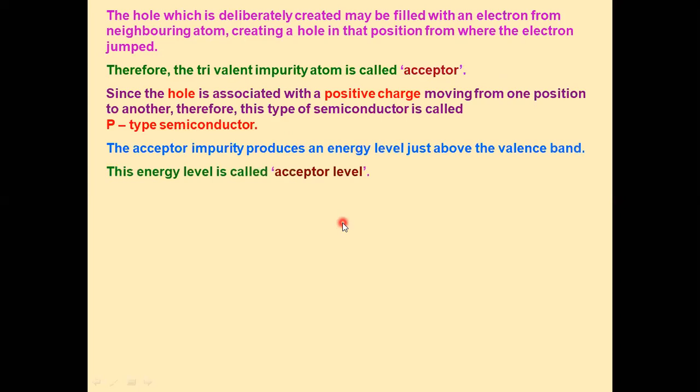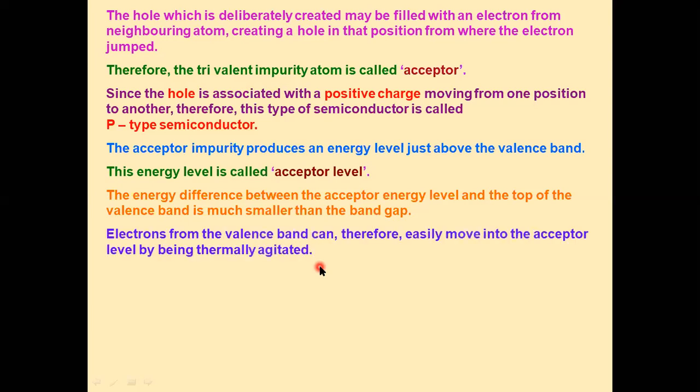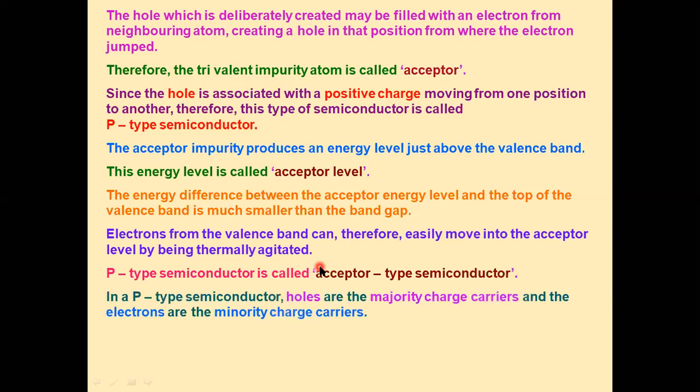And in the acceptor, the impurity produces an energy level which is just above the valence band. And this dopant or impurity is known as an acceptor. Then the energy difference between the acceptor energy level and the top of the valence band is very small compared to the band gap. And this P type of semiconductor is also known as acceptor type of semiconductor.